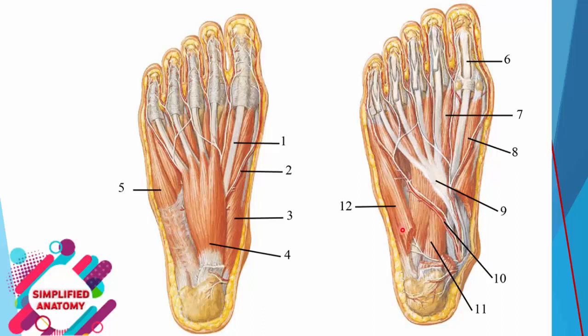These arteries are the medial plantar and lateral plantar arteries. What about this muscle which is removed and goes to the little toe? It's called abductor digiti minimi. It belongs to the first layer.